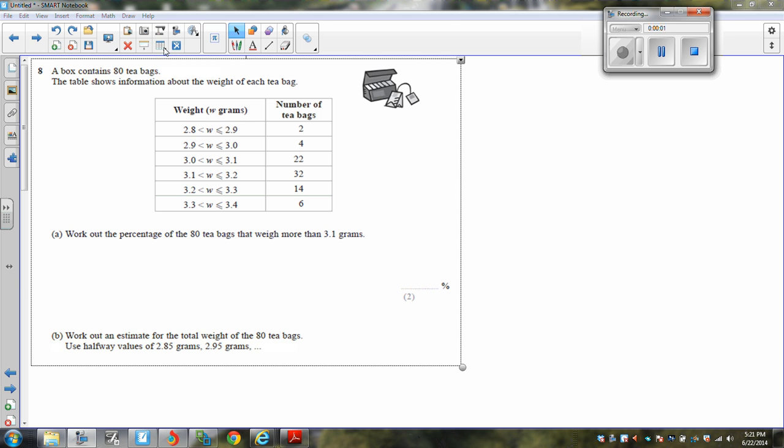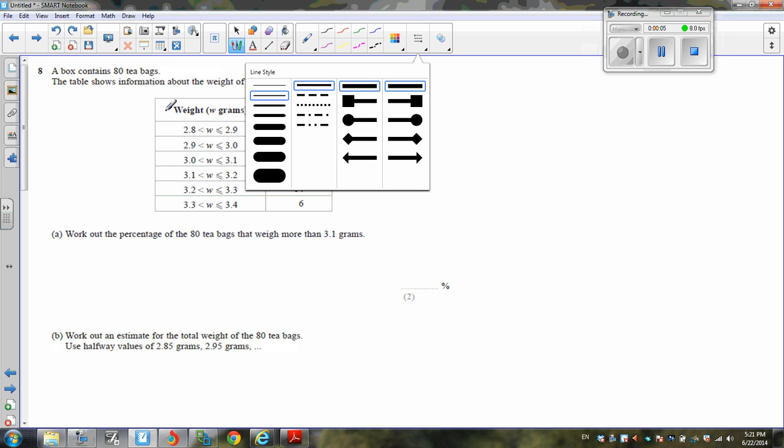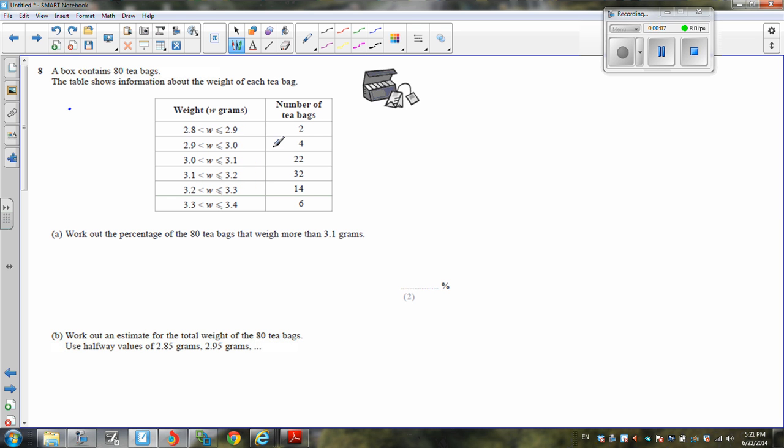We have a question about 80 tea bags, and we're told the weight of the tea bags, but we're given the data in a grouped table. So we know that 2 tea bags are between 2.8 and 2.9 grams in weight. Question says, of the 80 tea bags, how many weigh more than 3.1 grams?